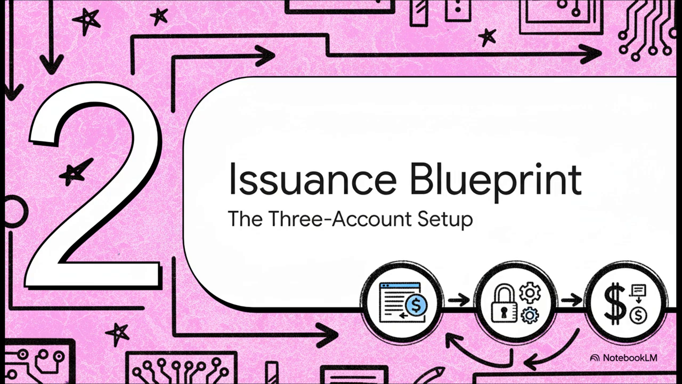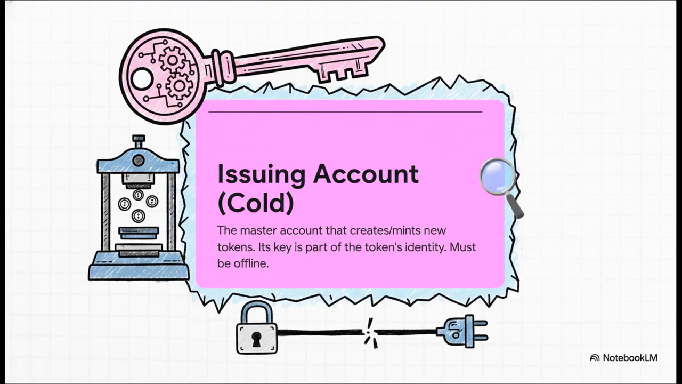So now that we know why it's so easy, let's talk about how to do it right. This is part 2, the professional issuance blueprint. We're going to use a simple but super secure 3-account setup that all the pros use. First up, you've got your issuing account. Think of this as the master key to your own personal mint. It's the only account on Earth that can create your tokens.